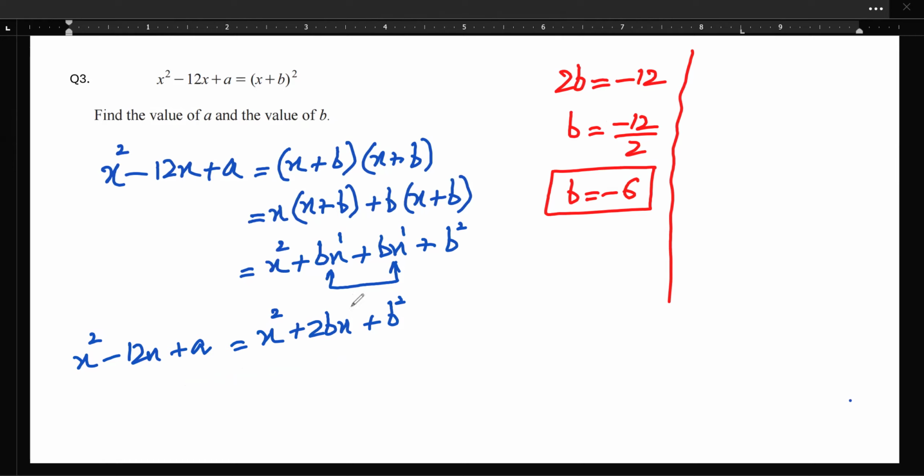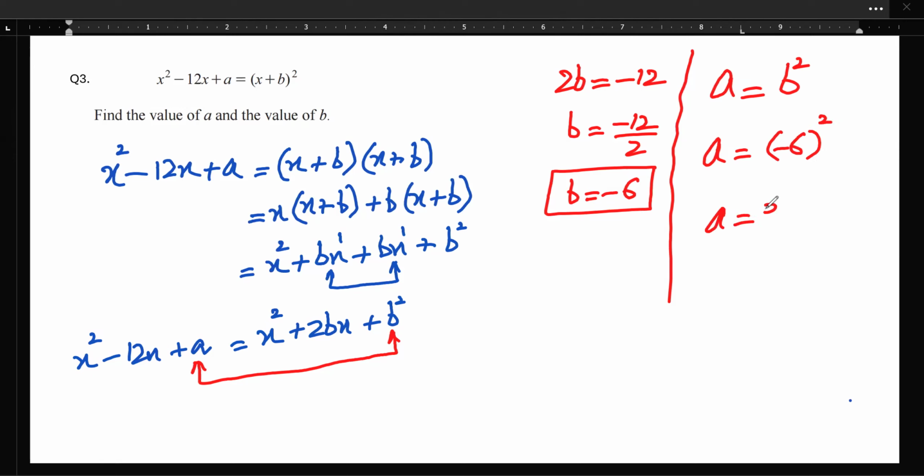Secondly, move to the third term. If you look at these two terms, they have no x, no x square. That's why a is going to be equal to b square. What is b? b is minus 6. Substitute here and you will get the value of a, which is 36. This is what they ask you: find the value of a and find the value of b. Please note it down carefully.